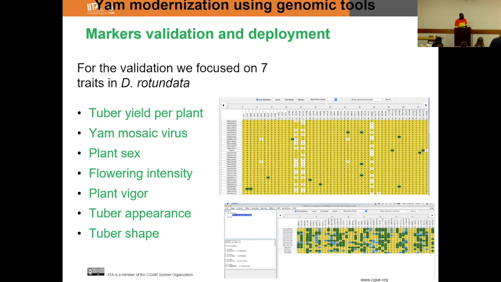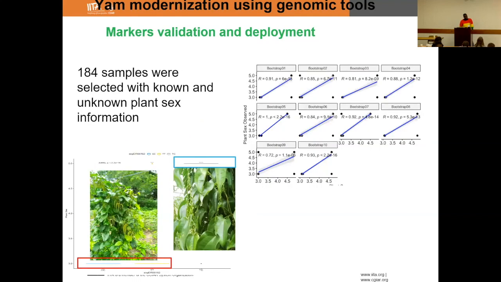For marker validation, we are currently working on 7 traits, but I will not be able to present all of them due to time. So I will only present on the plant sex, and you will see the way we assessed marker accuracy. For the validation, working with Intertek, we selected 184 samples, with known sex and unknown sex.